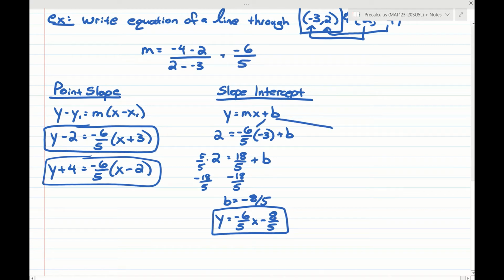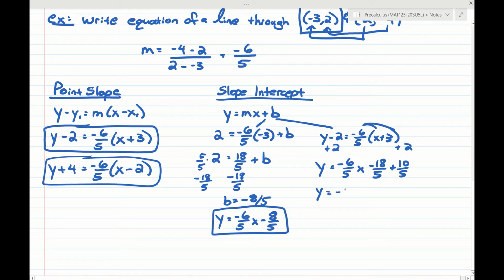Now, one other way we could do this is, instead of doing slope-intercept form by plugging in numbers and solving for the y-intercept, we could also just take one of our point-slope equations and just rearrange it. And if we add 2 and distribute the negative 6/5, we'd get y is equal to negative 6/5 x minus 18/5 plus 2, or plus 10/5. So you can see we get exactly the same answer that we got before. I just showed you a couple different ways to do it.